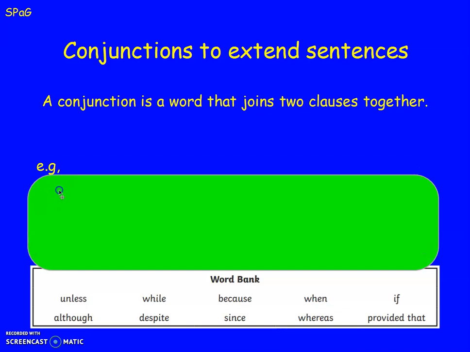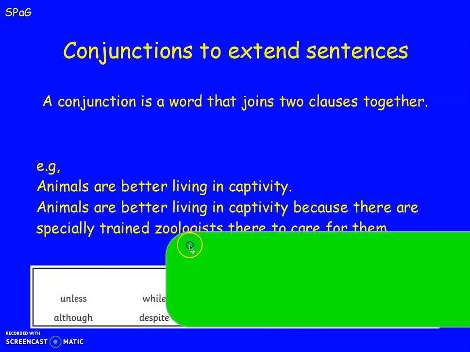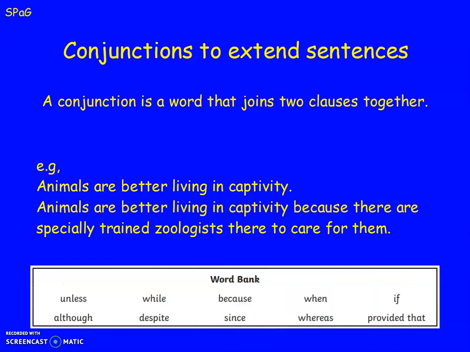Okay, so let's look at an example. So instead of saying "animals are better living in captivity," that sounds quite boring. It gives a fact, it gives an opinion, but it doesn't really expand. It needs to be expanded to give more information for your campaign. So we could add a conjunction and another clause. So we can say, "animals are better living in captivity because there are specially trained zoologists there to care for them." And the conjunction that I've used is because, and then I've added some extra information.